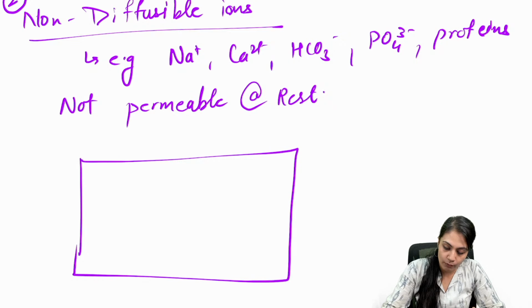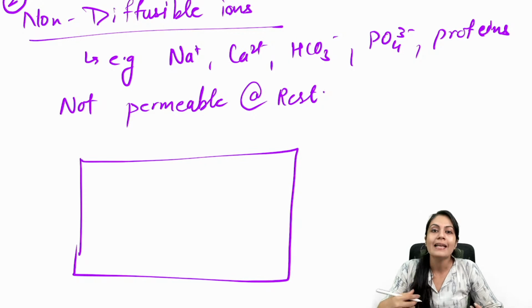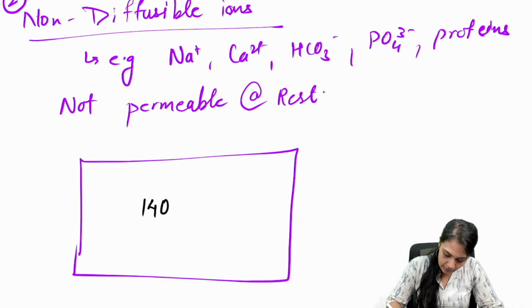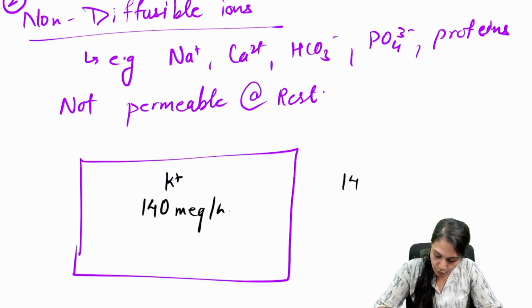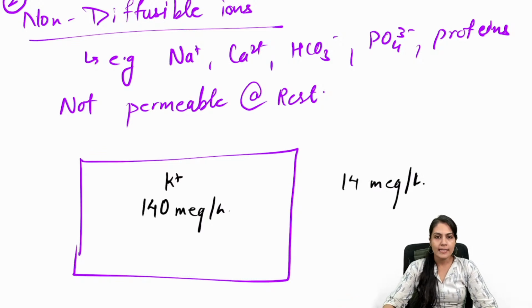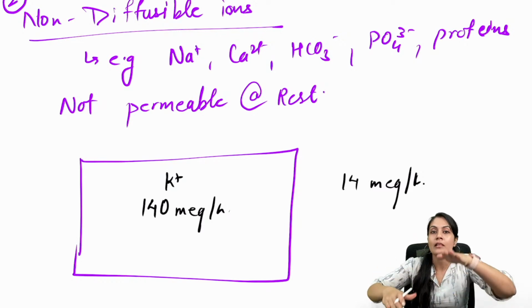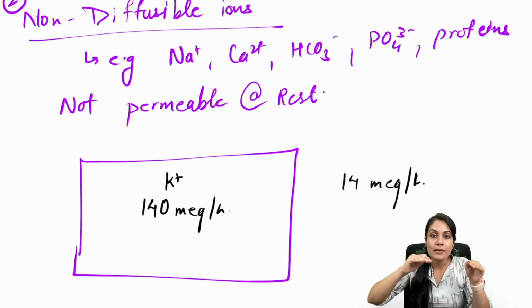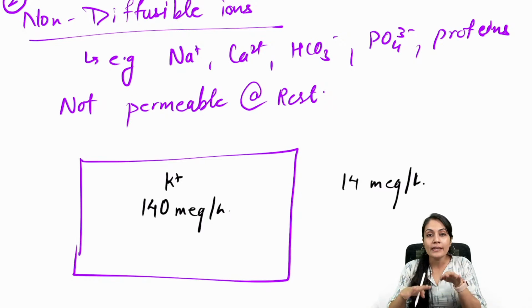So let's take the example of potassium, and I told you that the potassium is permeable at the time of rest also. Let's say at the time of rest, the concentration of potassium ion inside is 140 and outside it is around 14 milliequivalent per liter. It's too high, but I'm just taking it as an example over here. Now, at rest, they should be able to go out until they balance each other, isn't it? So a similar amount of ions should be outside and inside, right? Then only their flux will stop. That means their movement should stop, isn't it?